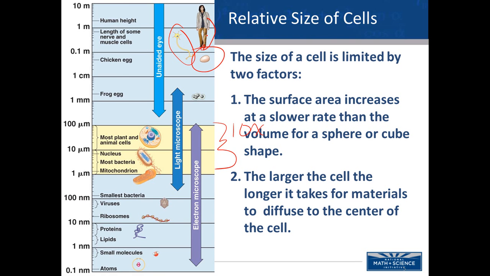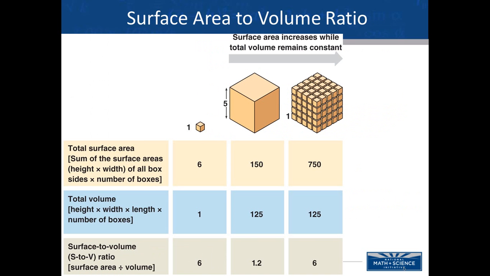And the second reason is the larger the cell, the longer it takes for the materials to diffuse to the center of the cell. And you have to have adequate surface area to exchange materials with the environment. Alright, so let's look at an example of this.